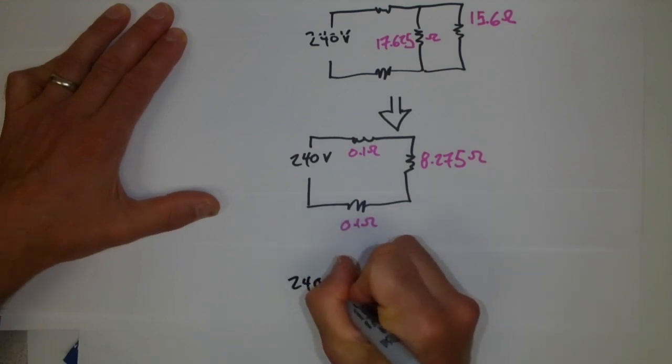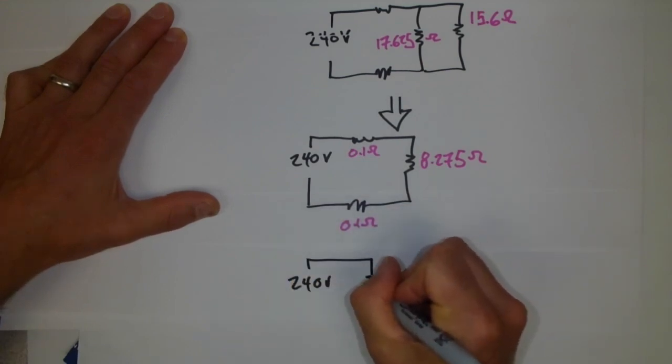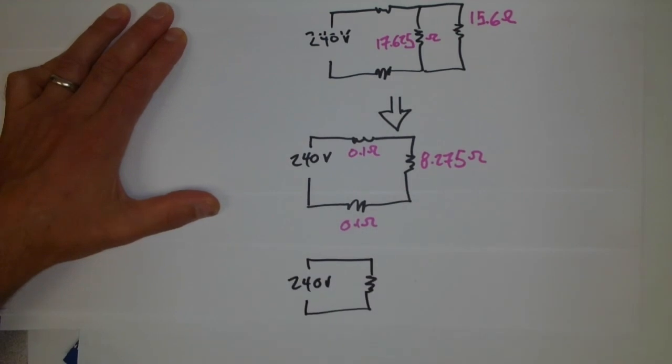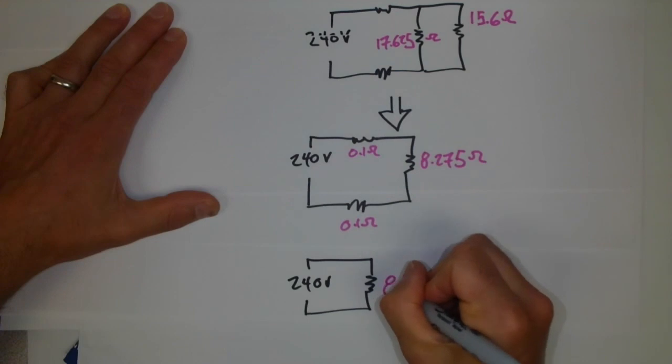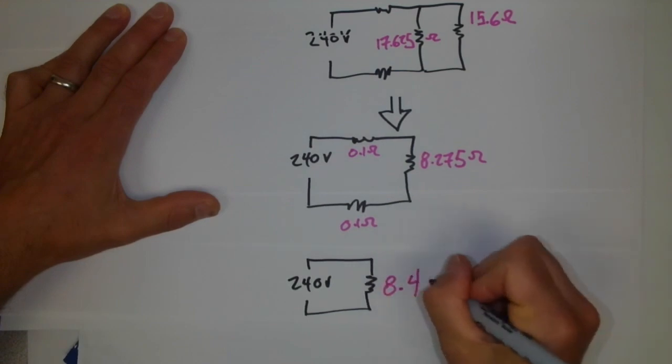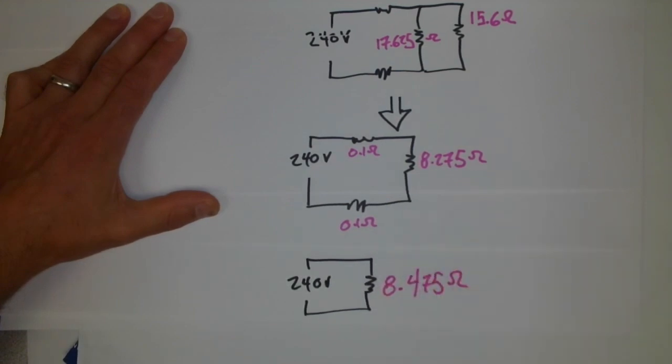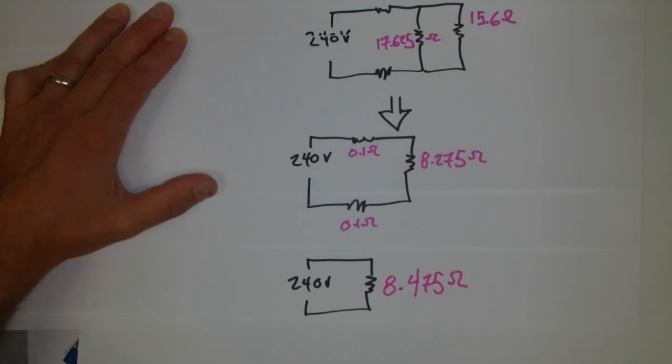240 volts. And that would be 8.475 ohms. Oh, you're shaking your head going, why on earth do we do this? Well, we did it so that we could work out the calculated value of the total current that's going to be in the circuit. Man, that's a lot of work.